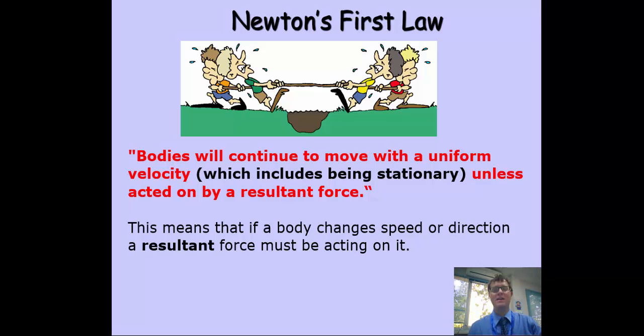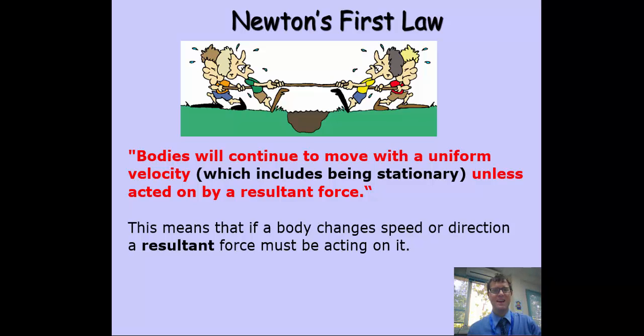Now remember here, this means that if a body changes speed or direction, both of those inherent parts of velocity, a resultant force must be acting on it. So it's really important there. It could be traveling at a constant velocity, or it could be stationary.